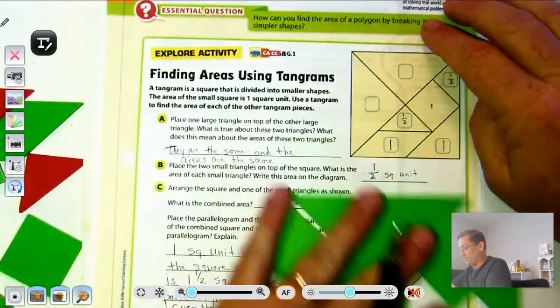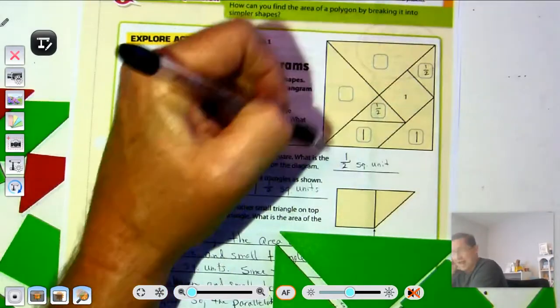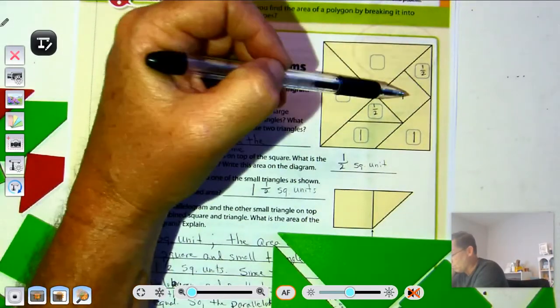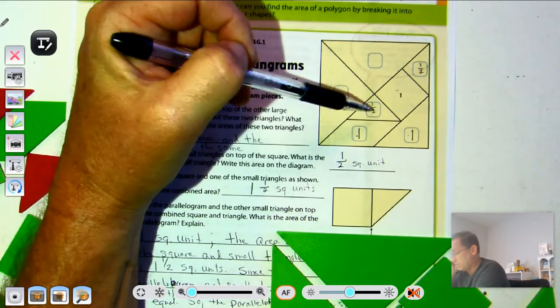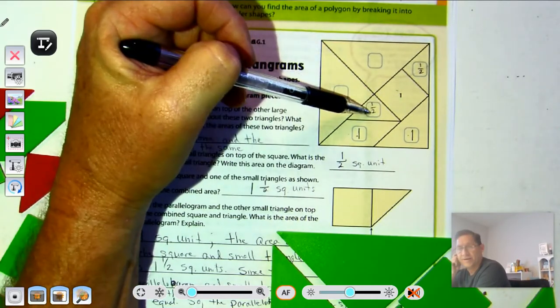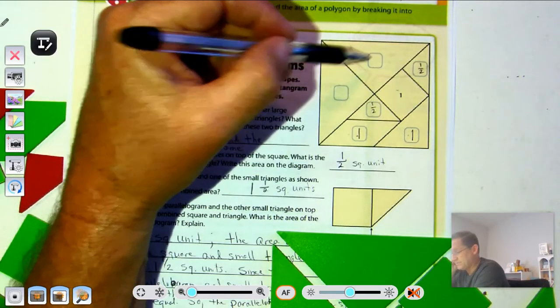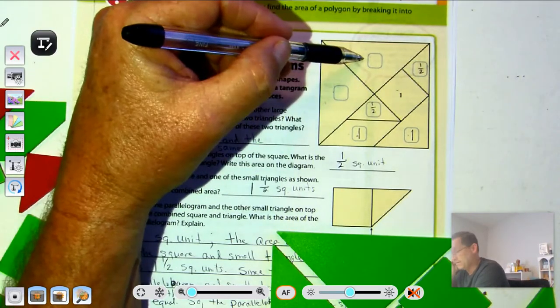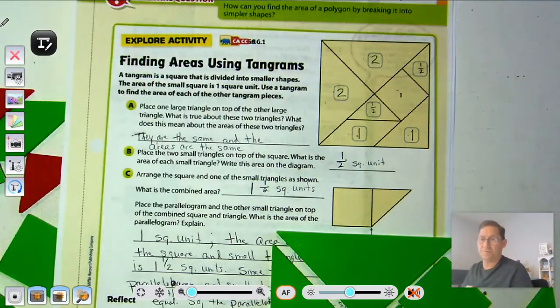So that helps us figure out the area of everything else. So what's the area of this half of the square? It's 1 plus 1 plus 1. That gives us 3. Plus half and a half is 3 and a half, 4. So if this is 4, this is split exactly in half. That means that each of the larger triangles is 2.